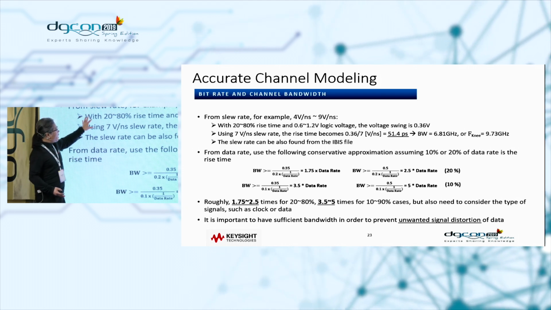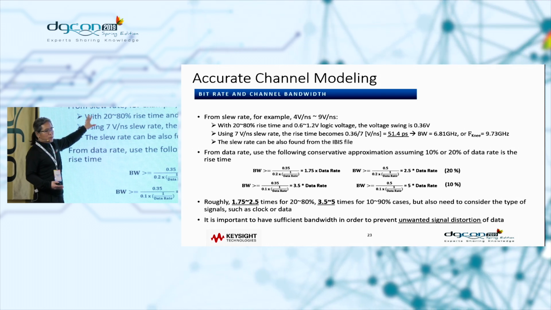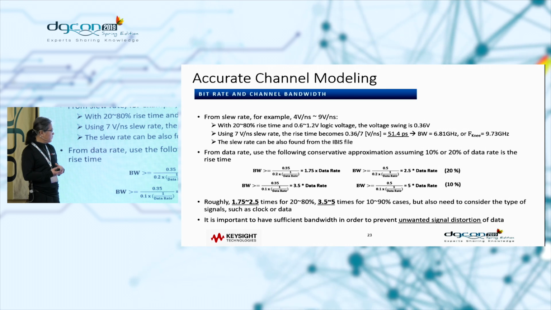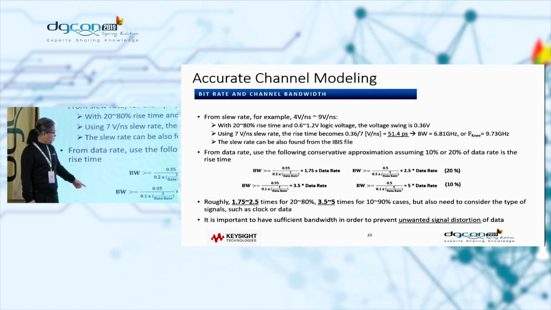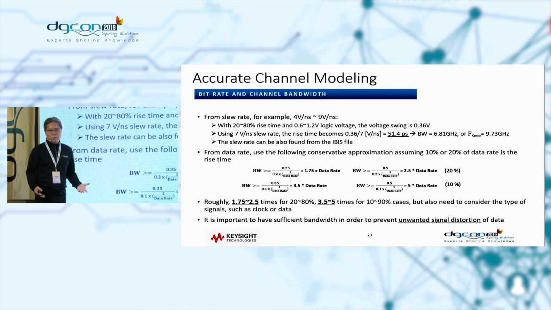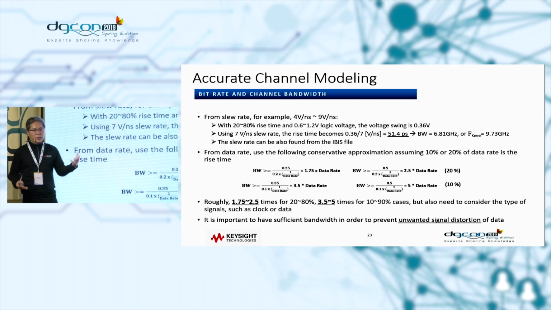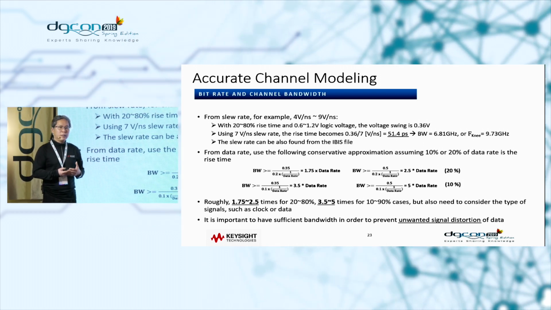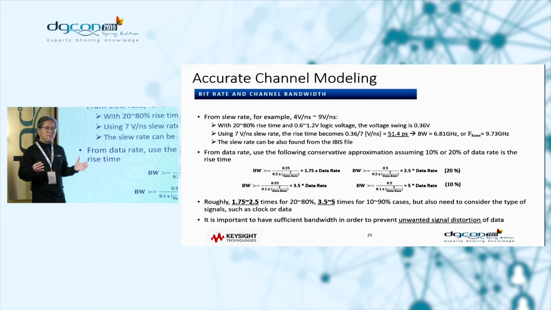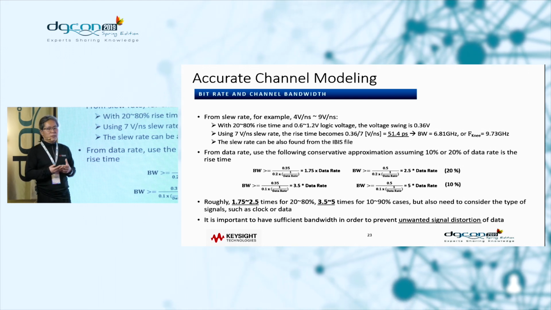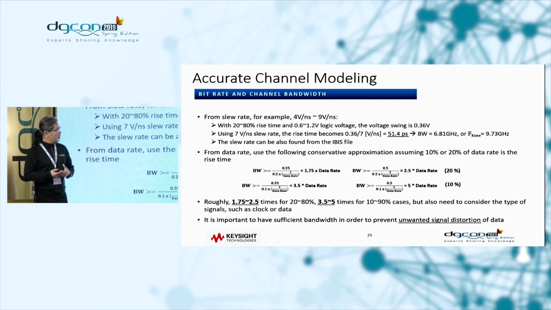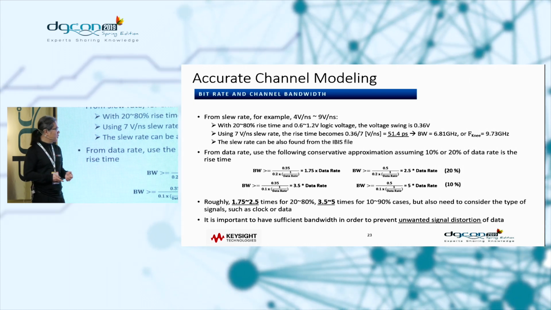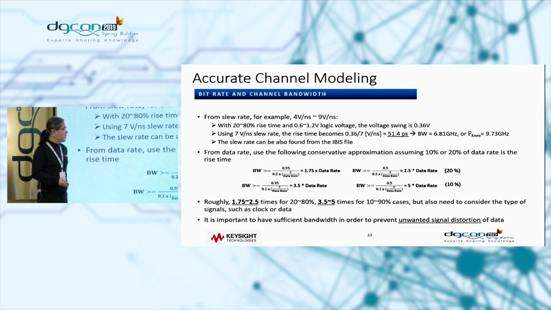But if you don't happen to have this type of slew rate with your waveform signals, then probably you can use another kind of rule of thumb: just data rate times probably 2. That gives you pretty sufficient bandwidth for the channel data. That's one of the simple ways to calculate the required bandwidth.